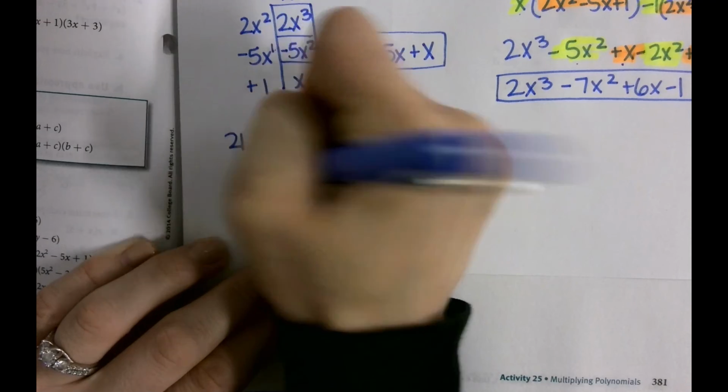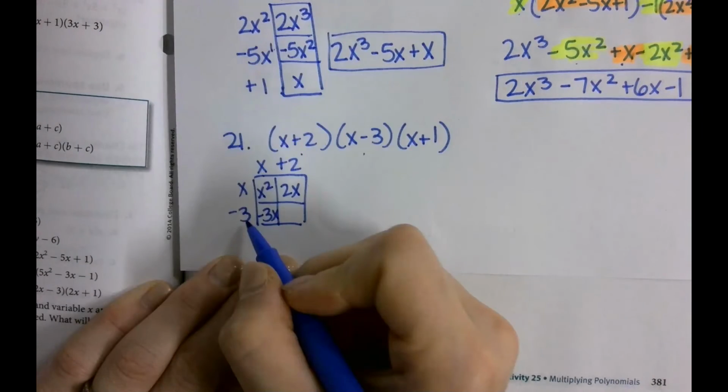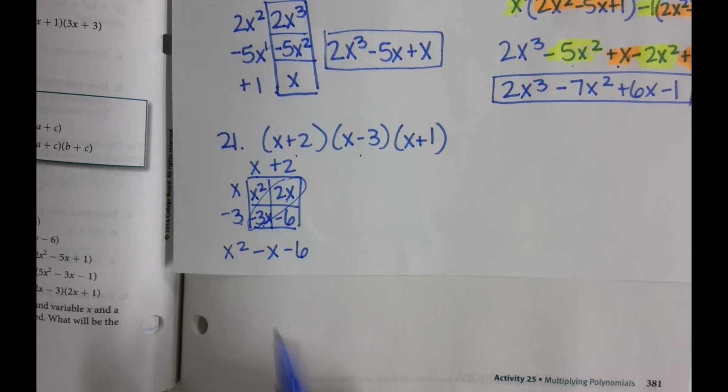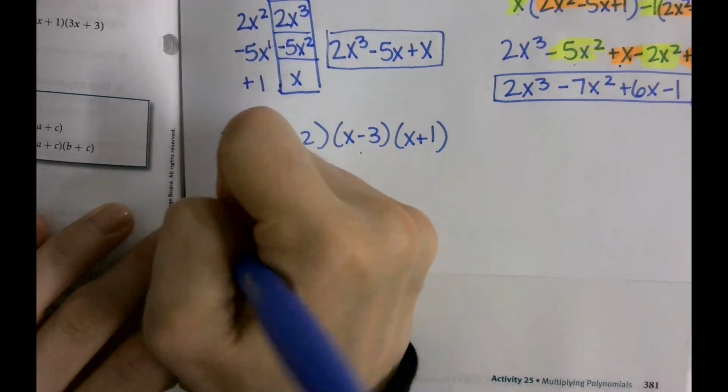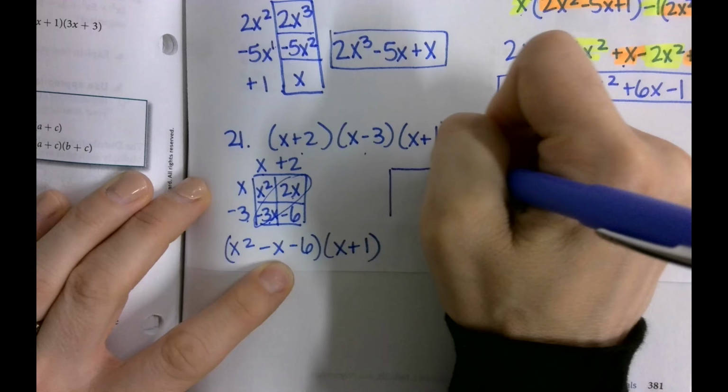x plus 2, x minus 3. So x times x is x squared. x times 2 is 2x. Negative 3 times x is negative 3x. Negative 3 times 2 is negative 6. Combine those diagonal terms: x squared, and then negative x, minus 6. Now that is our answer to the first two binomials. We still have this one on the end, x plus 1. Now I can use the box method again to solve.